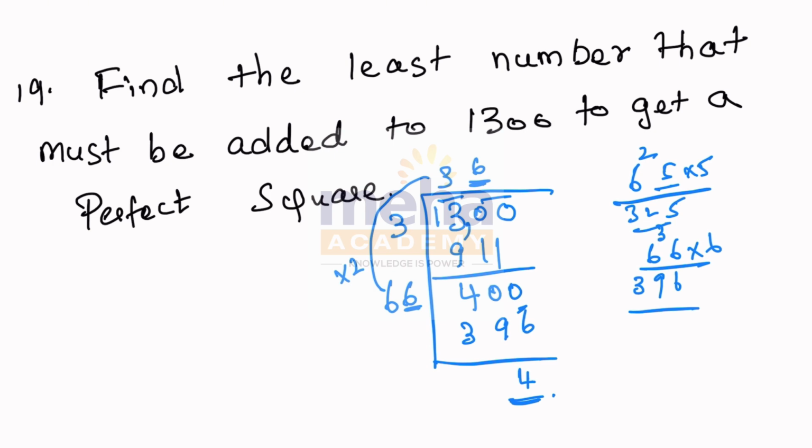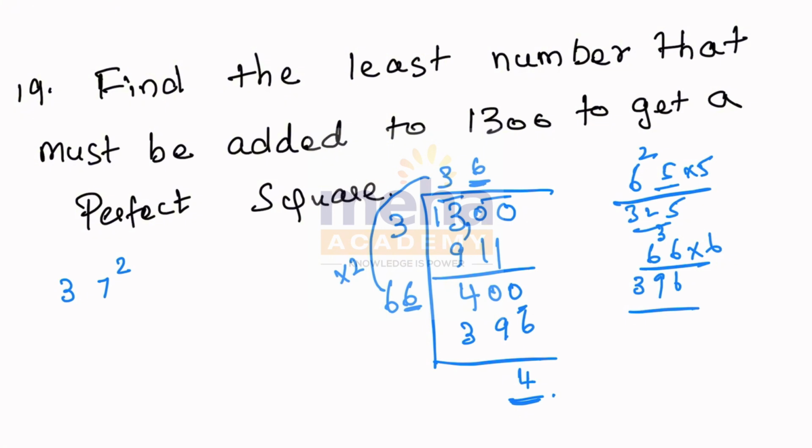So again I repeat, children, if 1300 is a perfect square, or if the square root of 1300 is 36, then I would get the remainder as 0. But I got a remainder as 4. They're asking what is the least number that should be added to 1300 so that I get a perfect square. So for that, we have to find the next perfect square number. That should be 37 square.